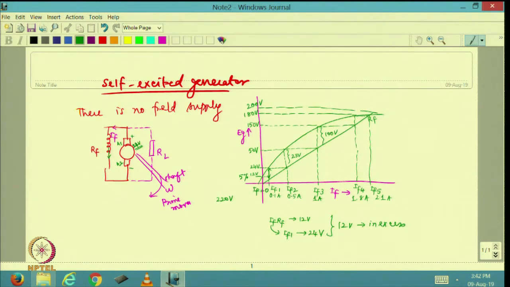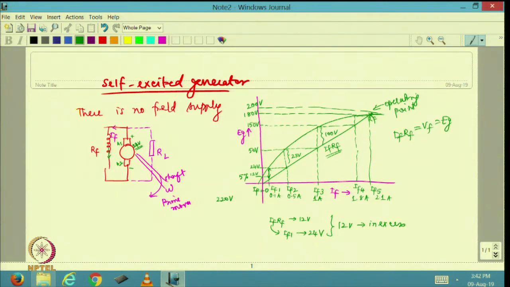So, wherever this open circuit characteristic intersects the IF RF line, or load line of the field circuit, that is where I am going to arrive at the operating point. So, this will be the operating point of the generator, where IF RF will become equal to EG. So, there is no excess voltage available at all.